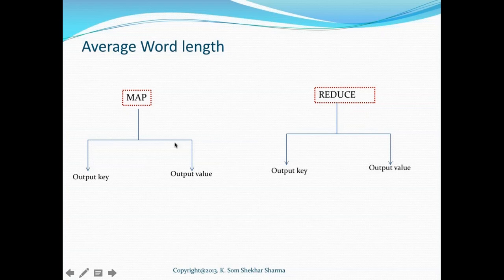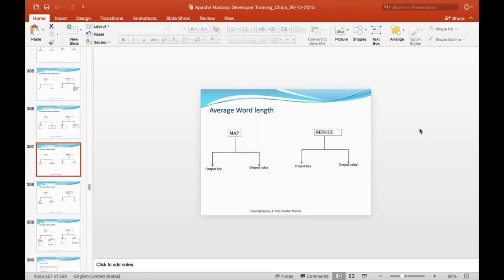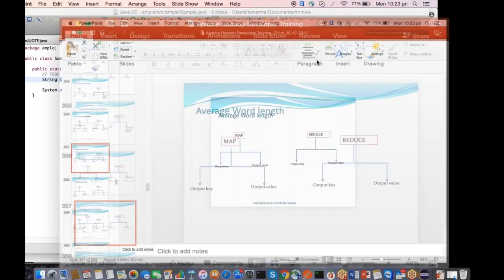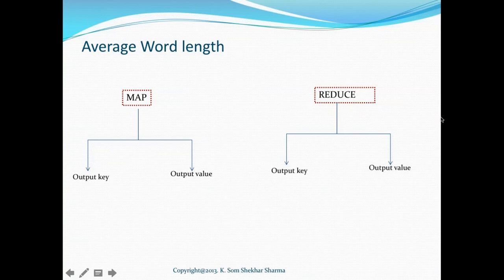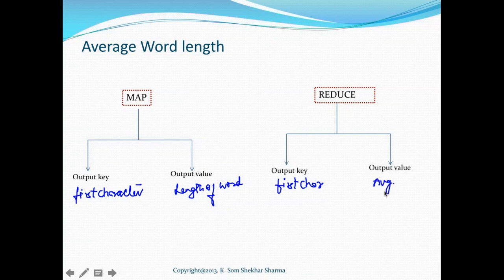Now let's say average, if you remember again, the output key and the output value from the mapper was the first character of the word and the length of the word. And from the reducer, the output key was the first character, and then it was the average. If I have to map the data types, the first character would be a Text. The length of the word can be IntWritable. The first character again can be Text. And then average could be a DoubleWritable or FloatWritable.